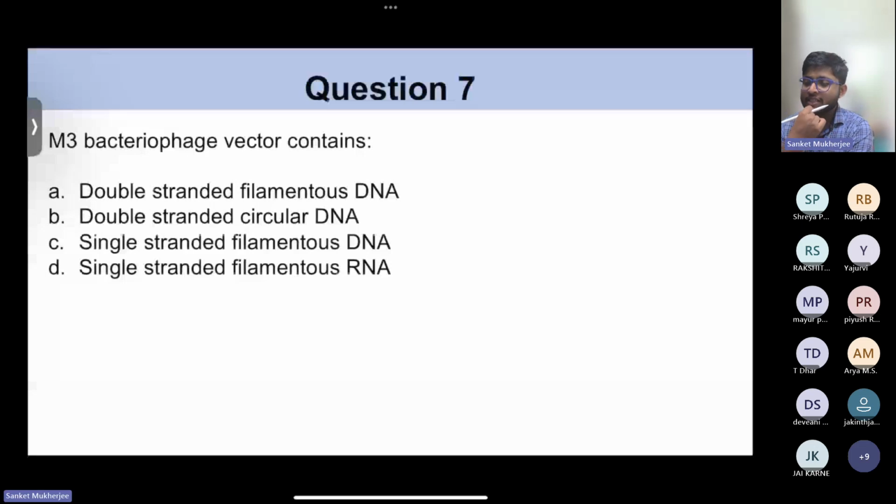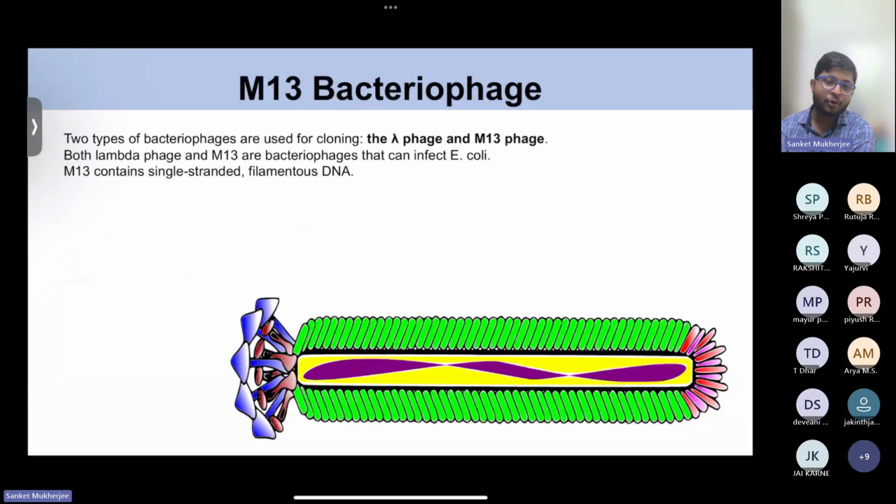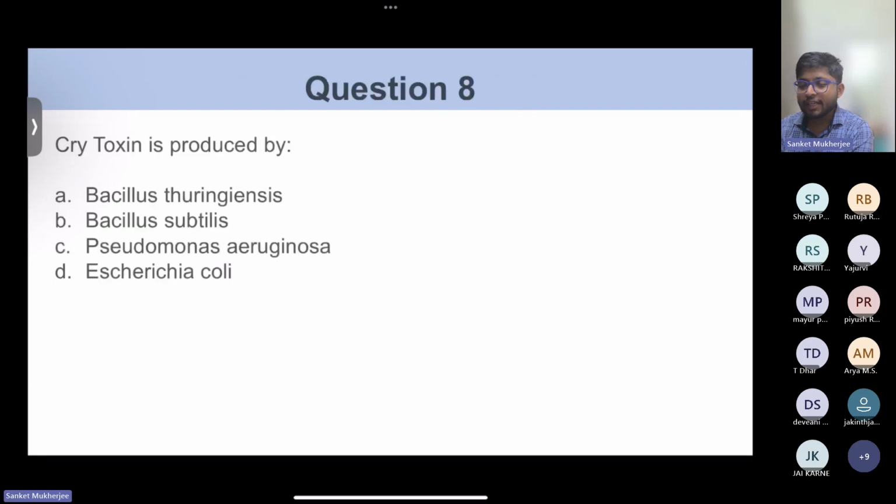M13 bacteriophage has single-stranded filamentous DNA. So we know that there are 2 main important bacteriophages, the lambda phage and the M13 phage. These infect bacteria, right? And M13 has single-stranded filamentous DNA. This is the structure of M13 phage. So, cry toxin is produced by A, Bacillus thuringiensis, B, Bacillus subtilis, C, Pseudomonas aeruginosa, or D, Escherichia coli. What would be the answer? Would you like to guess?